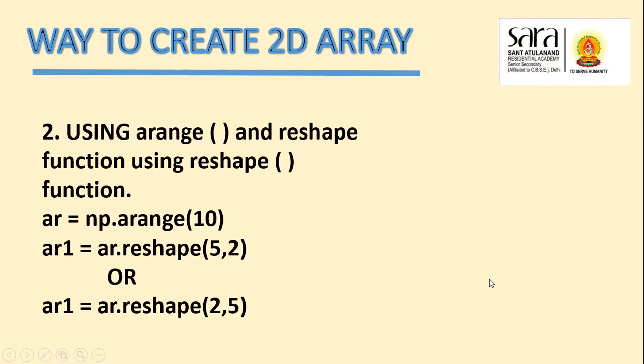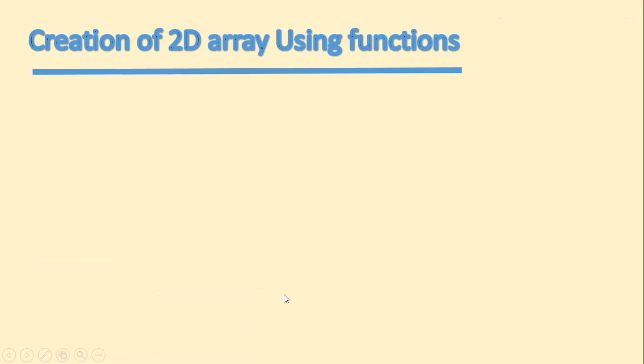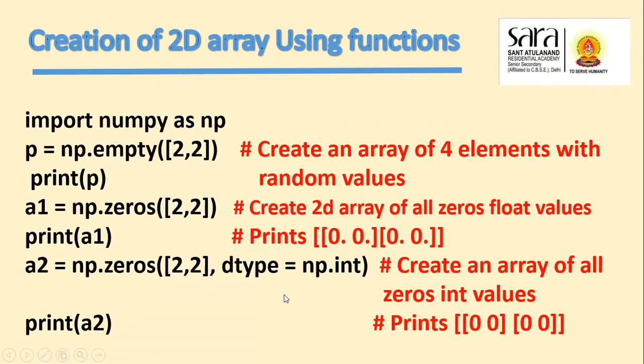Okay, the way to create a 2D array is using the arange function. We will not use double r. Arange and reshape we can use combined. np dot arange 10 means it will store the elements 0 to 9, and after that we can reshape 5 comma 2. Reshape 5 comma 2 means it will divide into two parts: 5 index and 2 columns, or we can reshape by 2 index and 5 columns.